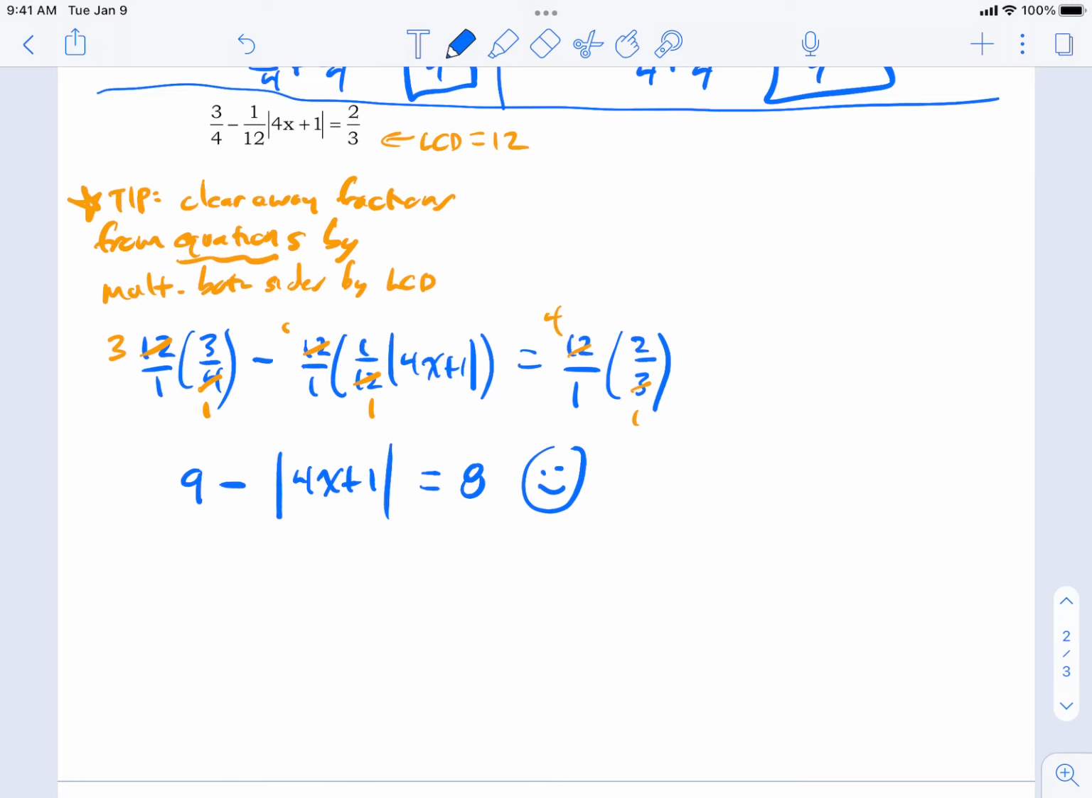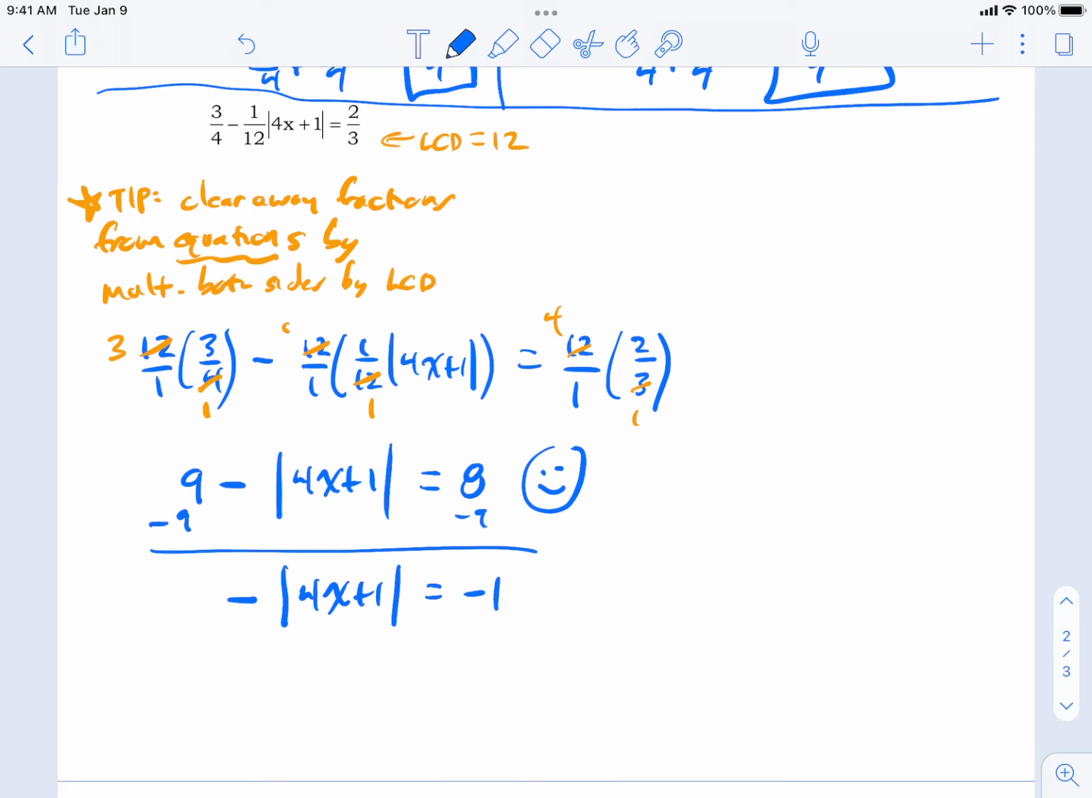Moving right along. Now's the part where we say, okay, I'm going to isolate this part. So subtract 9 on both sides, right? So this is a, don't lose that. That's still there, right? It's like a negative 1 out front. It's still there. So I got a negative absolute value of 4x plus 1 equals, and 8 minus 9 is a negative 1.